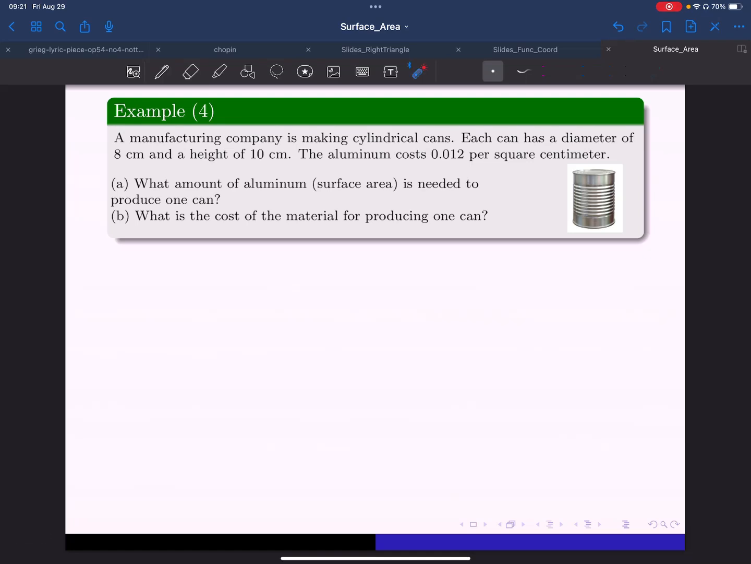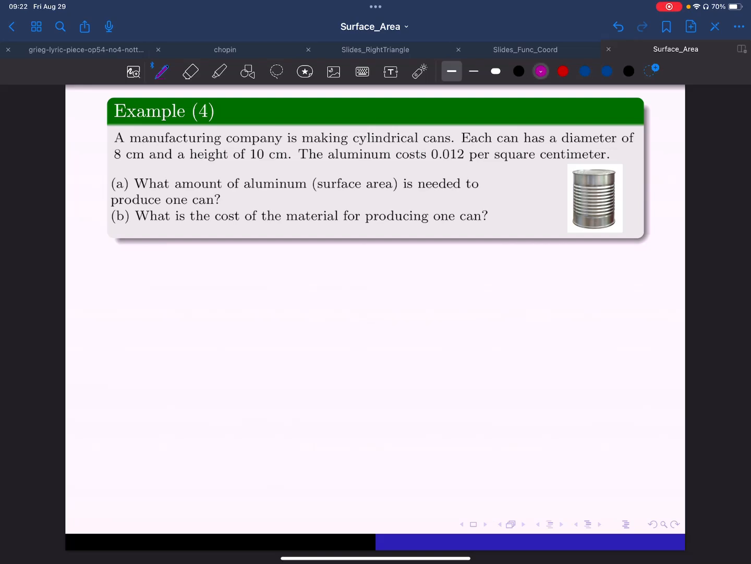Example 4. A manufacturing company is making cylindrical cans. Each can has a diameter of 8 centimeters and a height of 10 centimeters. The aluminium cost is 0.012 per square centimeter. What is the amount of aluminium, or in other words, the surface area, needed to produce 1 can? And part B, what is the cost of the material?